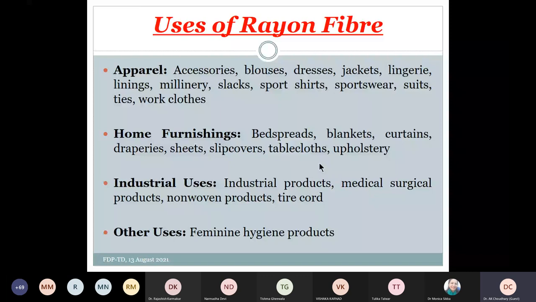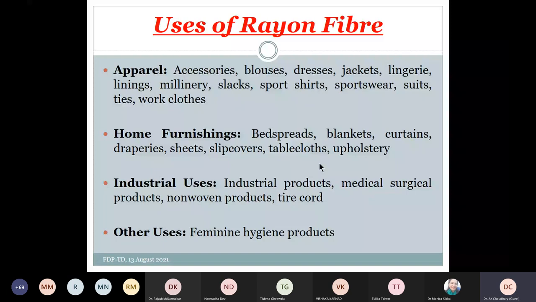These are also hygiene products, used in medical textiles, industrial textiles, home furnishing, home textiles and apparel textiles. So rayon is a widely used fiber. Rayon fiber is a cheaper fiber, and we generate rayon fiber from natural sources.